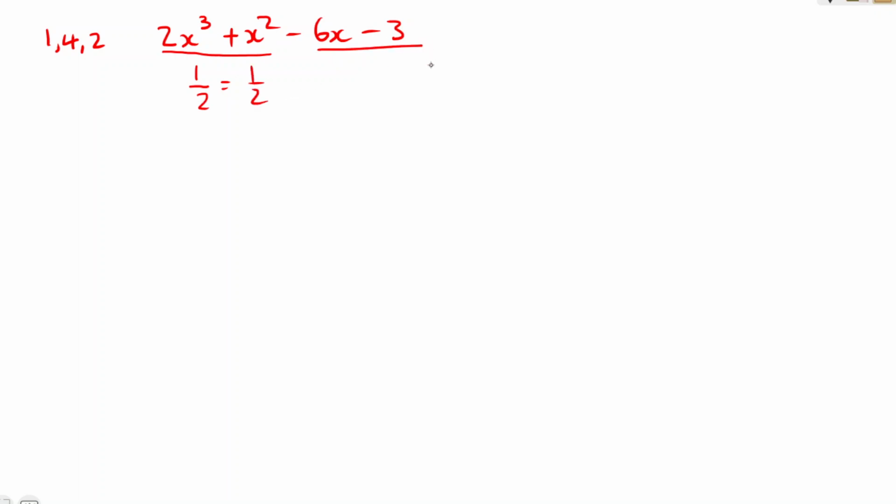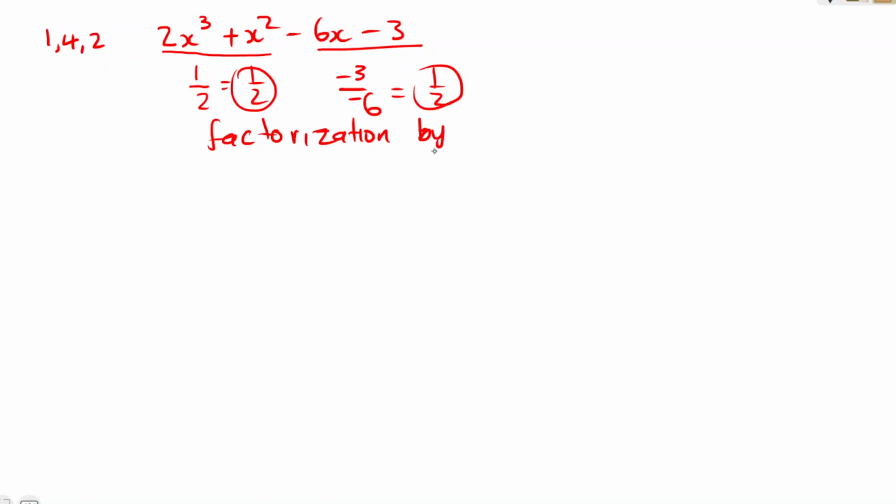If you look at the last two terms, negative 6x and negative 3, the ratio of negative 3 and negative 6 is going to give us 1 over 2. So you can see that the ratio is the same. If the ratio is the same between the first two terms and the last two terms, then you can use factorization by grouping. Yeah, it will work. So I'll show you how it works.